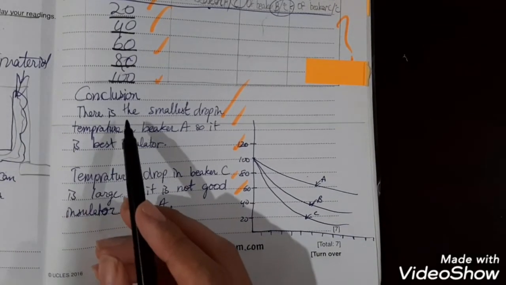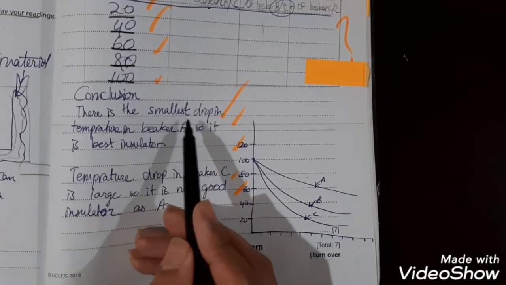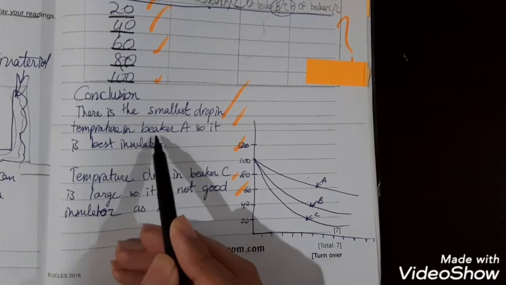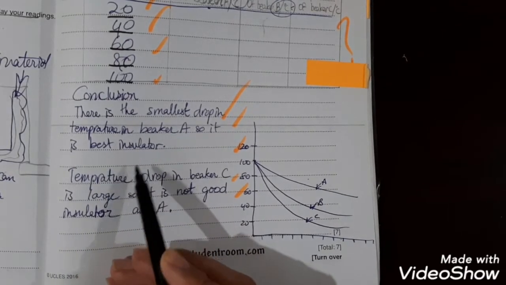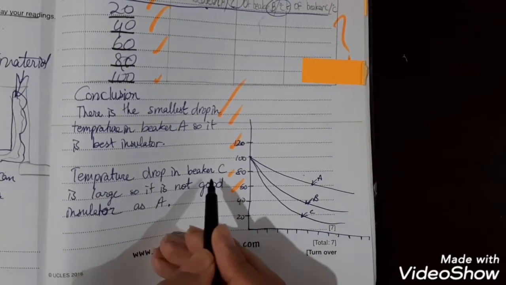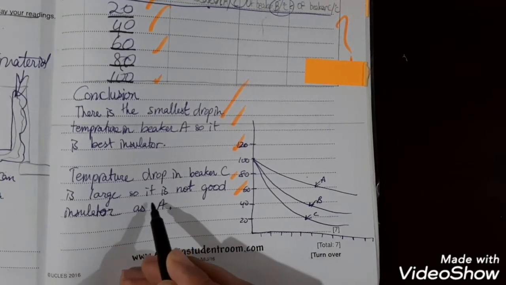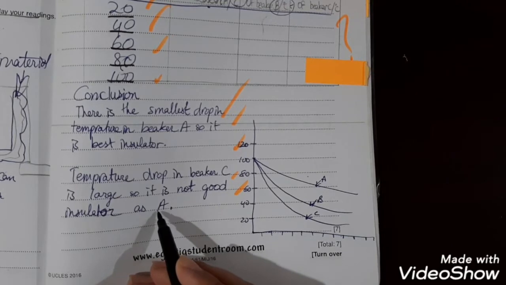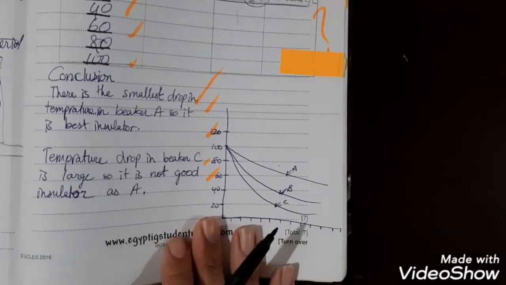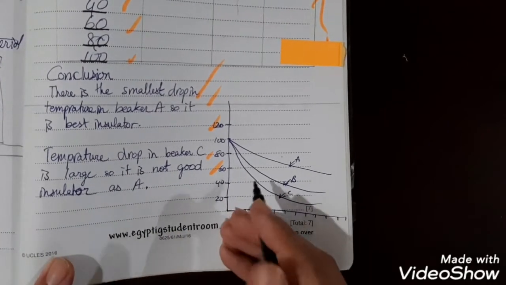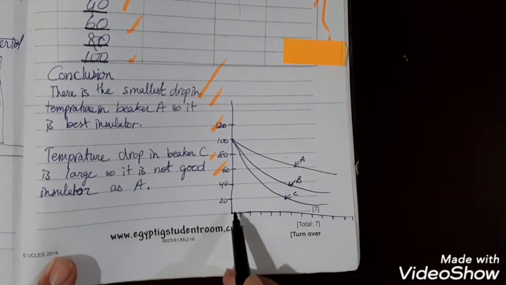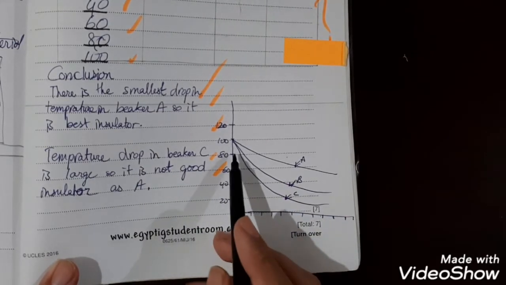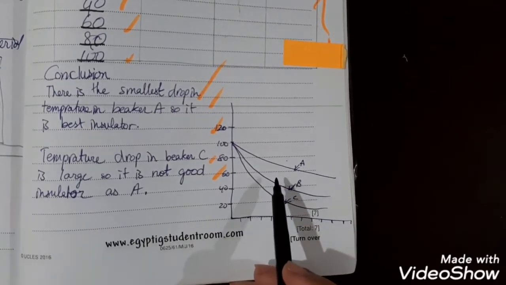Then the conclusion of this is there is the smallest drop in temperature in beaker A, so it is the best insulator. Temperature drop in beaker C is largest, so it is not a good insulator as beaker A. So we have to draw diagrams to show the temperature fall at each interval.